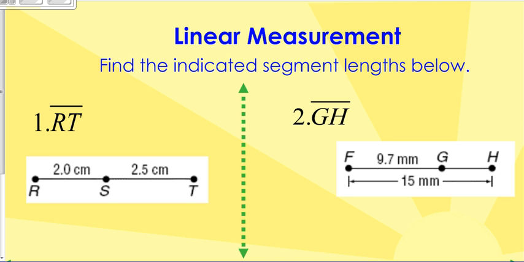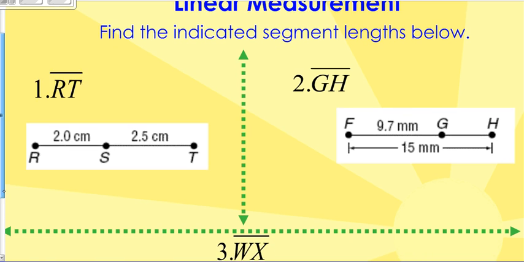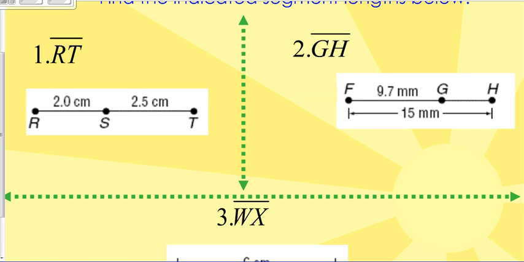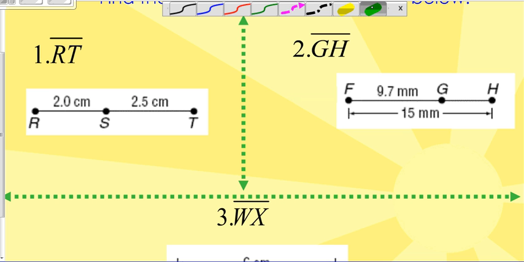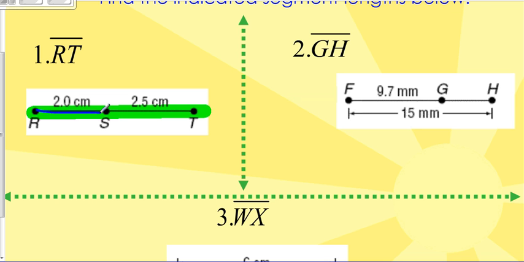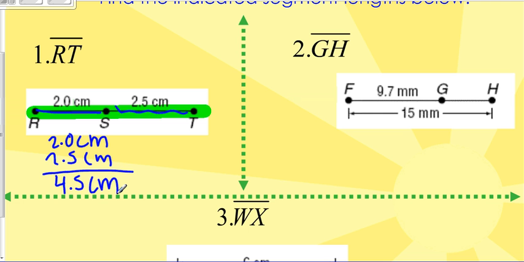All right, so let's look at this segment addition postulate based off of numerical values. So in number 1, we're asked to find the measurement of RT. So I'm going to highlight what RT is. It ends up being the entire length. So we're going to add together our 2 pieces. We've got part 1 and part 2. So we're going to add 2 centimeters to 2.5 centimeters. So RT would equal 4.5 centimeters.